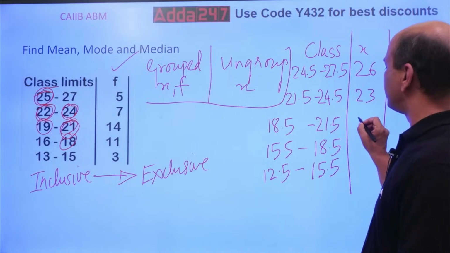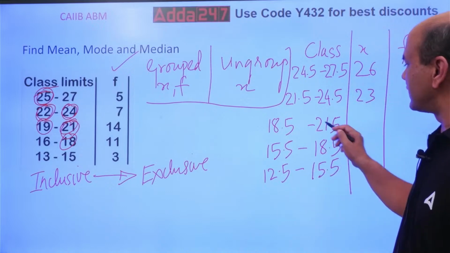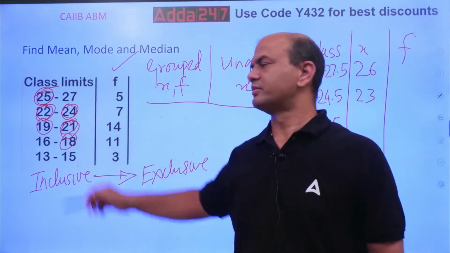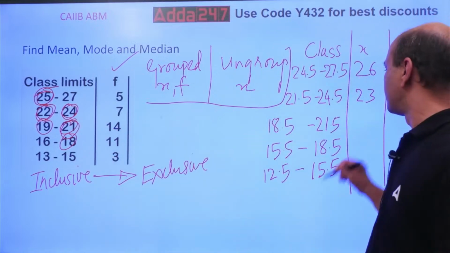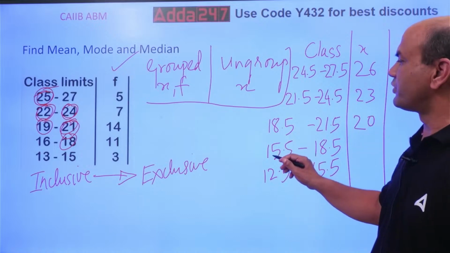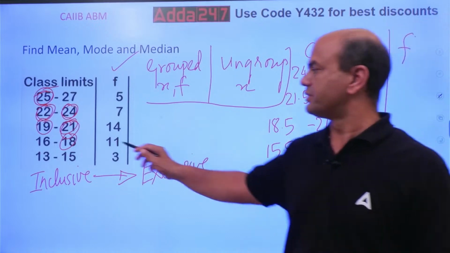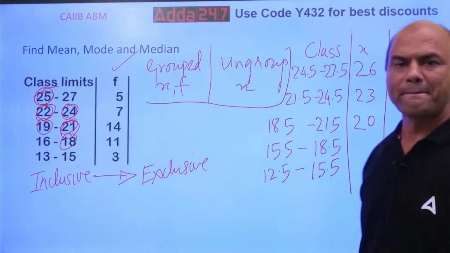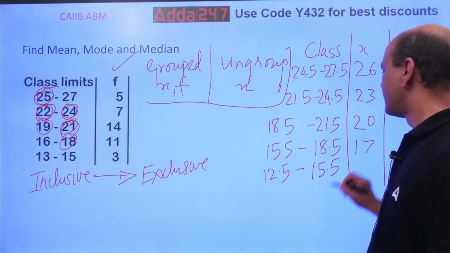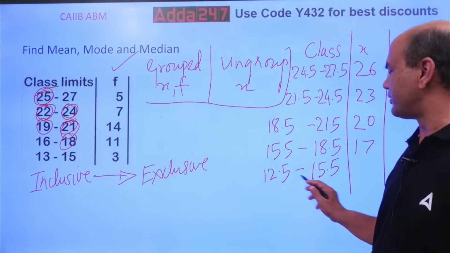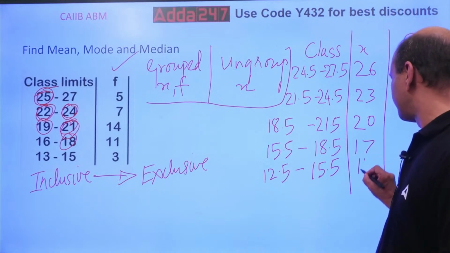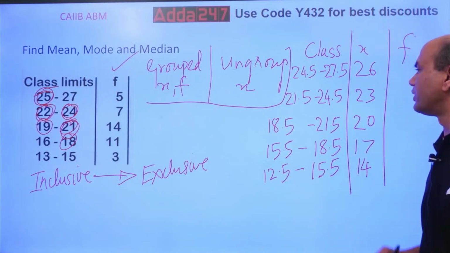Here, you give me now. What will be the class mark for 18.5 and 21.5? It is 20. Next, what is the class mark for 15.5 and 18.5? Yes, comment section. 17. What is the class mark for 12.5 and 15.5? 14. Right?